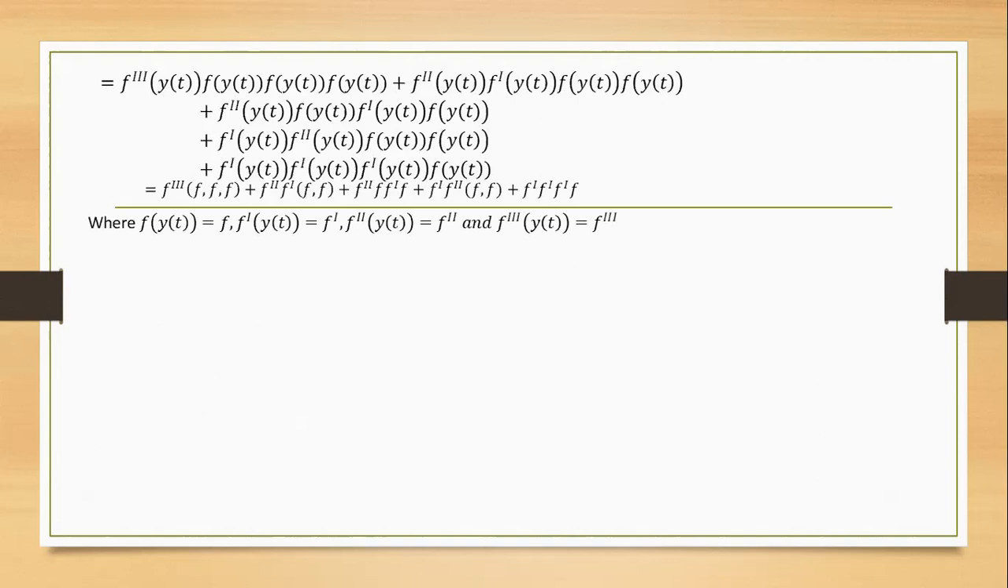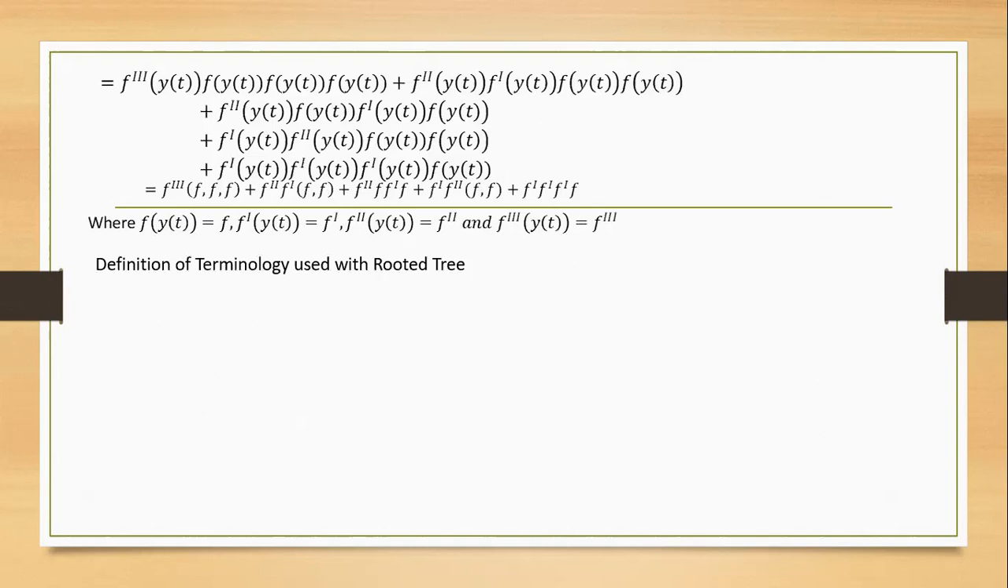Let's now see the definition of those things. f_y of t, we denote as f prime of y of t; f prime prime of y of t, we denote as f prime prime; and f prime prime prime of y of t, we denote as f prime prime prime.